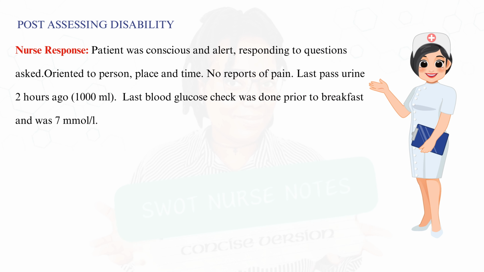Now, how would you conclude your findings for the disability criteria? Patient was conscious and alert, responding to questions asked. Oriented to person, place and time. No reports of pain. Last passed urine 2 hours ago, 1000 milliliters. Last blood glucose check was done prior to breakfast and was 7 millimoles per liter.